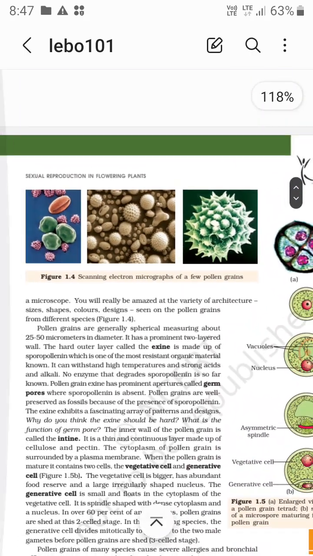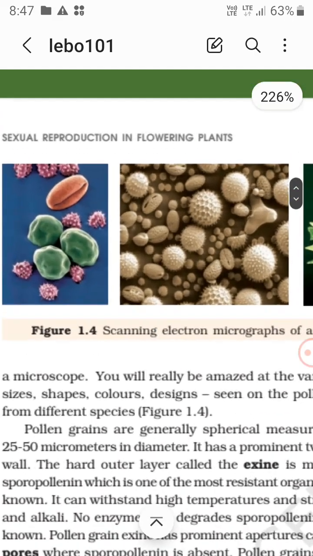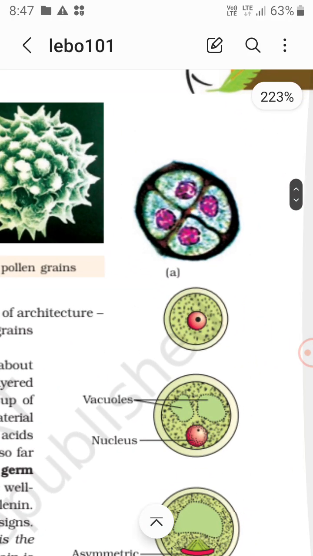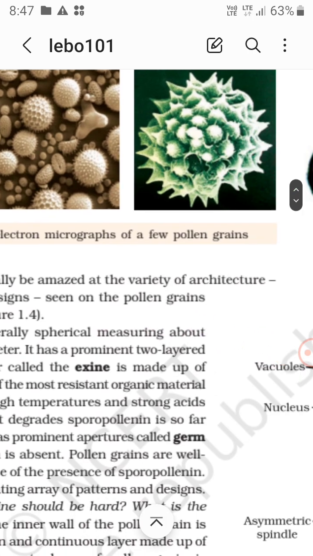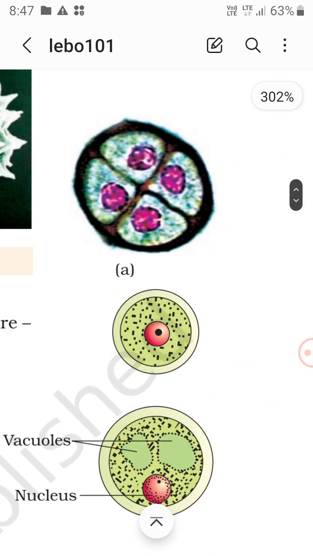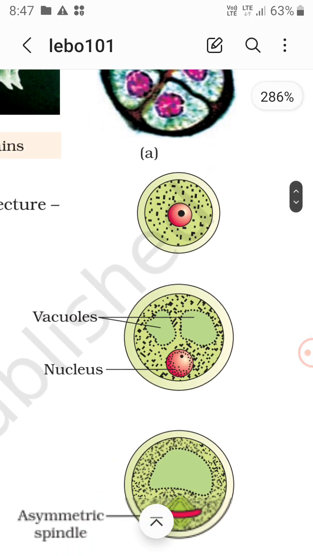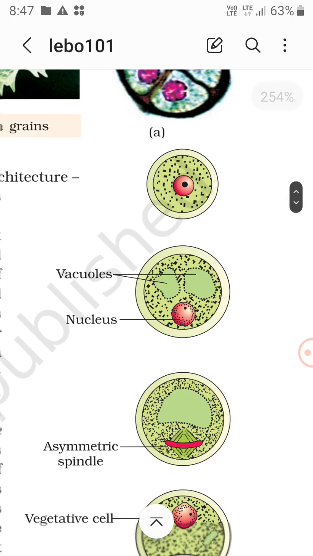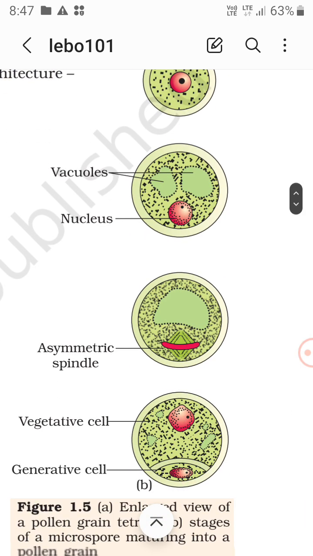Now this diagram I'm going to cover. These are scanning electron microscope images of a few pollen grains. You can see they have different architectures in form, colors and shapes. Typically they are 25 to 50 micrometers in diameter. This one is a pollen grain with a microspore tetrad. You see, it is a single cell with vacuoles and a nucleus.